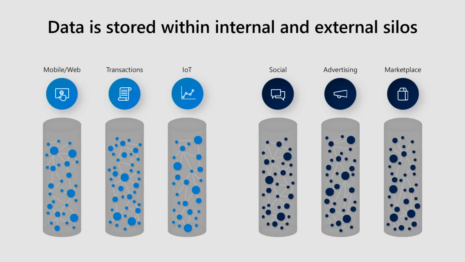To make the problem even more exaggerated, this is a classical view in many organizations today. You have different sets of applications storing data in different backends. There are many silos, whether a transactional system, IoT data, mobile or web data, social marketing analytics, or advertising data, that are in silos. However, many entities or objects will be common across them. For example, the notion of a customer probably shows up in the mobile and web data, and also in the transactions, and probably also in the social advertising and marketplace.